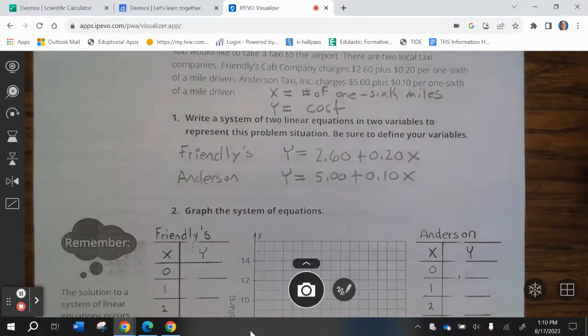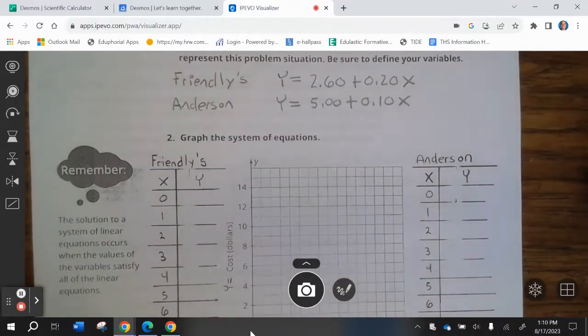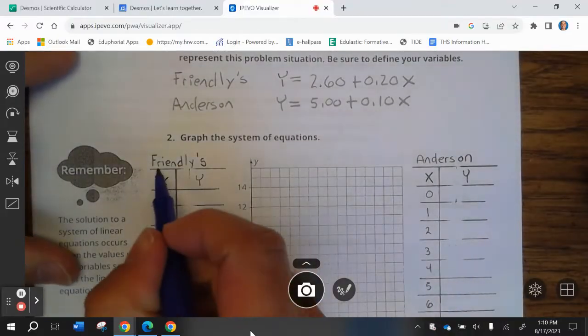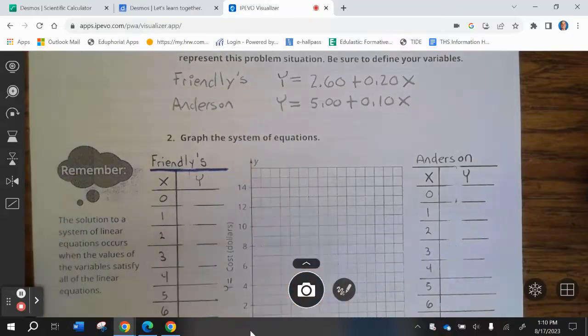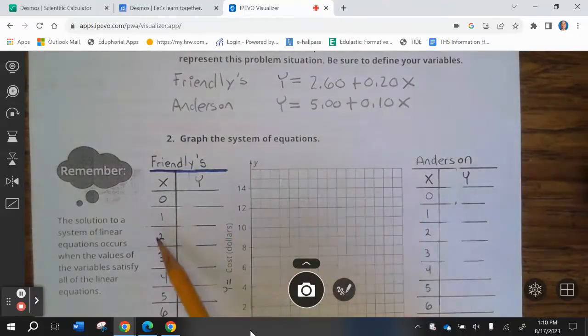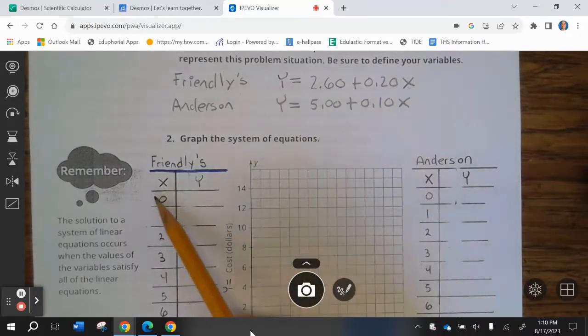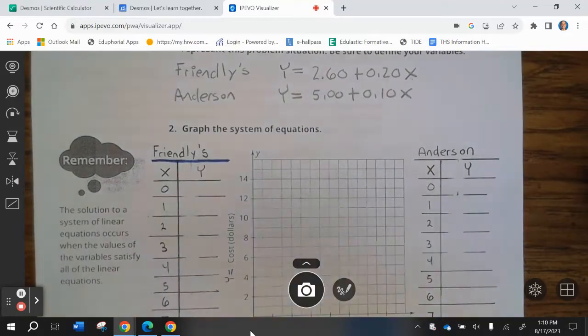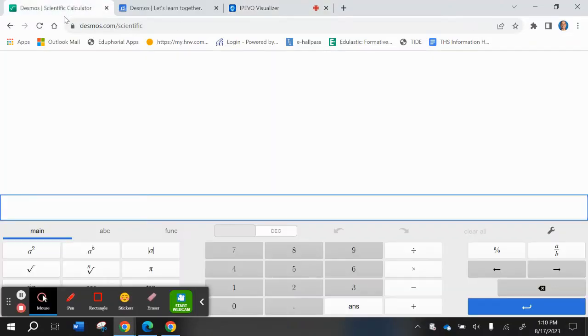All right, so now it says step 2, graph. Let's start by graphing Friendly's, and we're going to graph Friendly's in blue. Now, what we need to do is plug 0 in for x, 1 for x, 2 for x to find y. We're going to do that for each of the points. And let's go ahead and use Desmos to do that. Okay, so we have $2.60 plus 0.20 times 0. Okay, so that's 2.6.